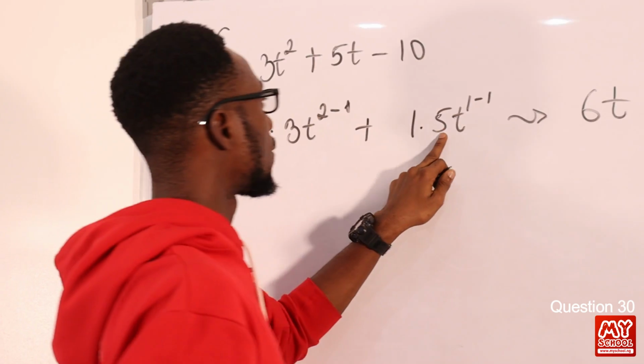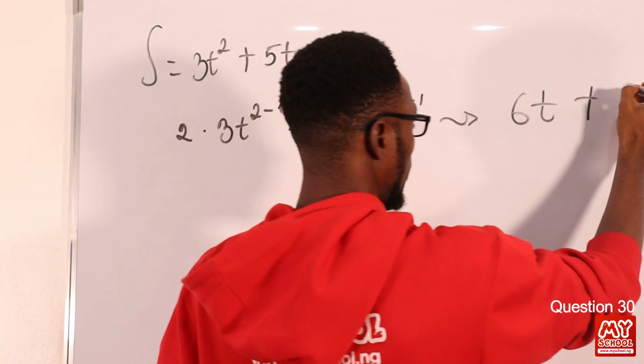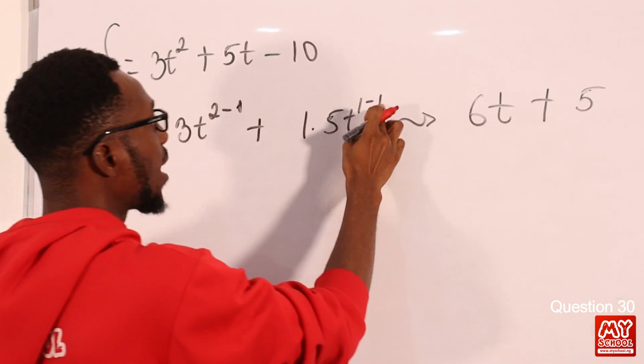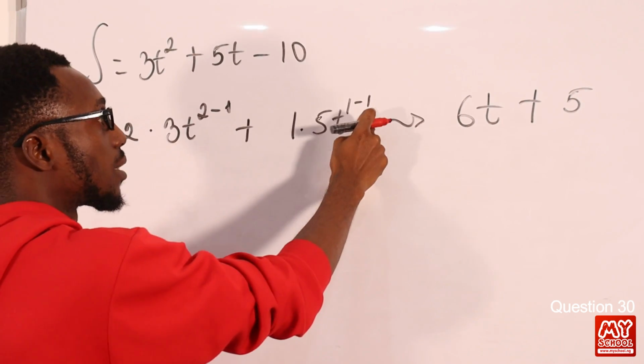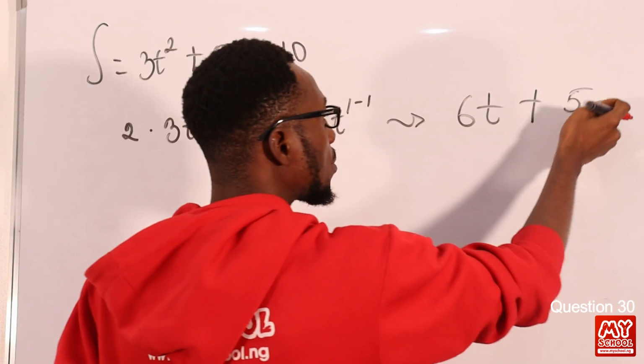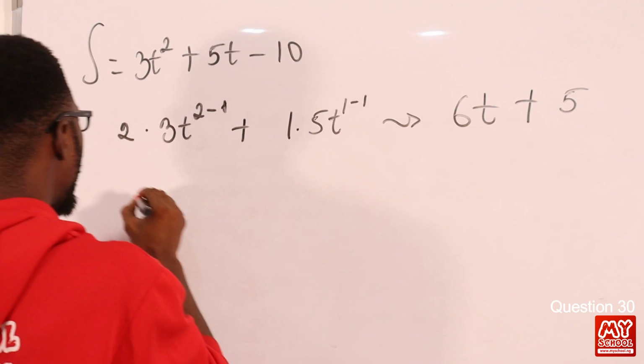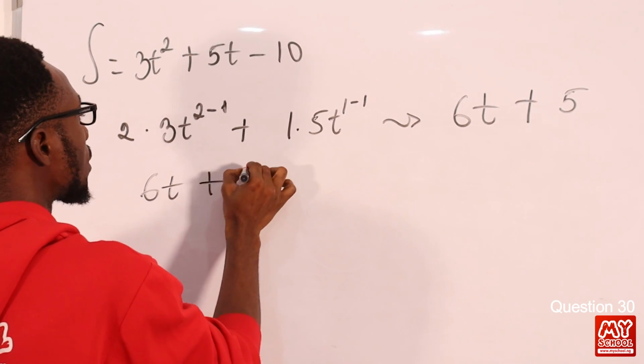Plus 1 times 5, that is still 5. So I have 1 minus 1, that is 0. So t raised to power 0, that is 1. So 1 times 5, that is still 5. So I have 6t plus 5.